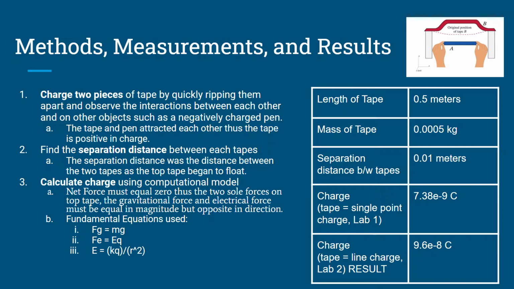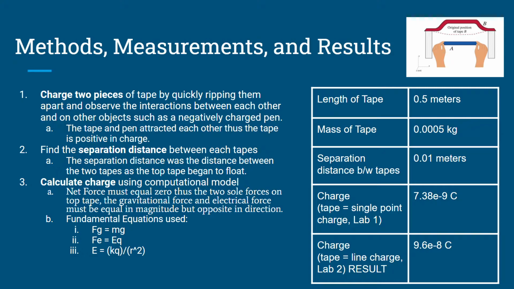Next, we had to find the separation distance between each tape, which is the distance between the two tapes as the top tape began to float. And lastly, we had to calculate the charge using the computational model. We know that net force must equal 0, and we know that the two sole forces on the top tape are the gravitational force and the electrical force. So we were able to calculate the gravitational force first, and we knew that the electrical force would equal this in magnitude but opposite in direction. And some of the fundamental equations used are as shown.